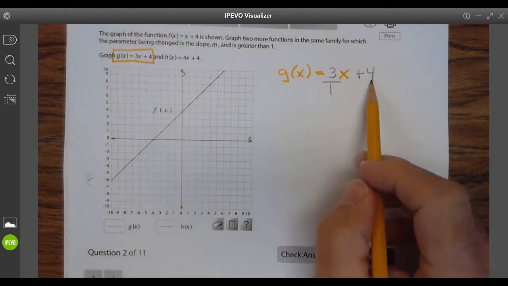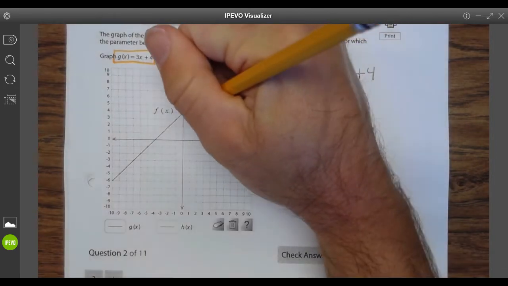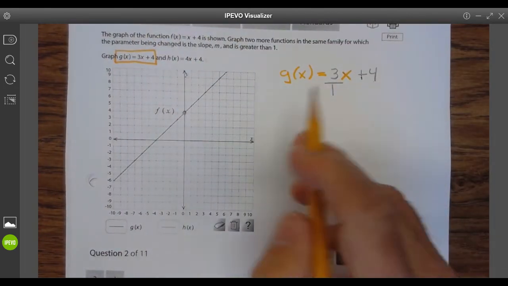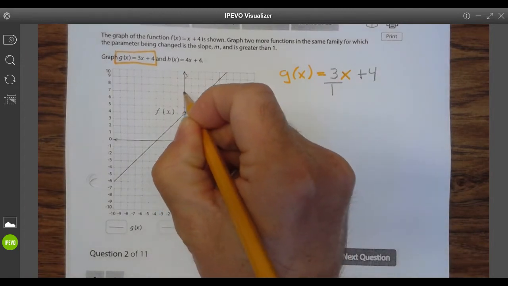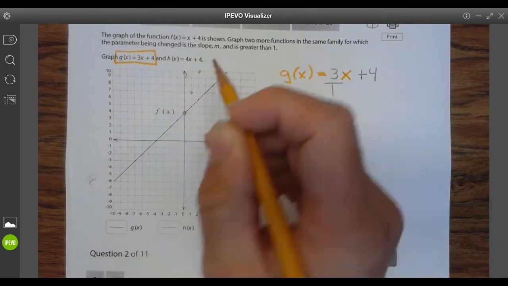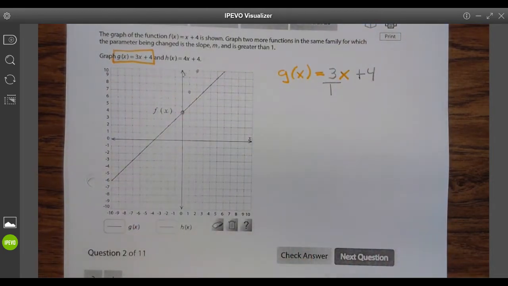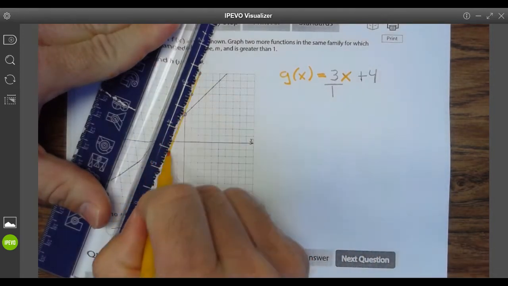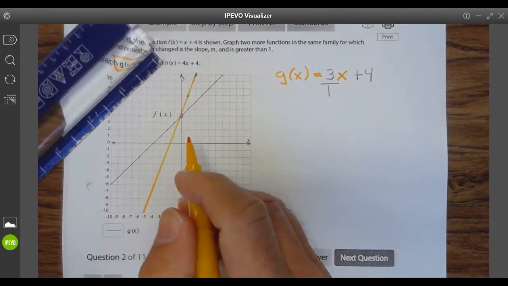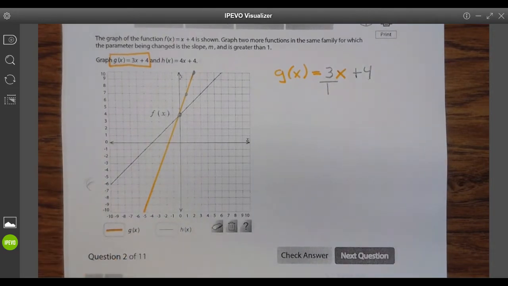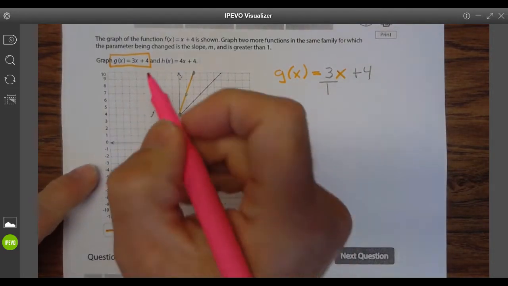So we start our y-intercept at 4. Now, these are counting by 1, so 4 is right there. And the slope here is we go up 3 to the right 1. So we go up 1, 2, 3 to the right 1, up 1, 2, 3 to the right 1. Okay, and that is g of x. All right, now h of x.